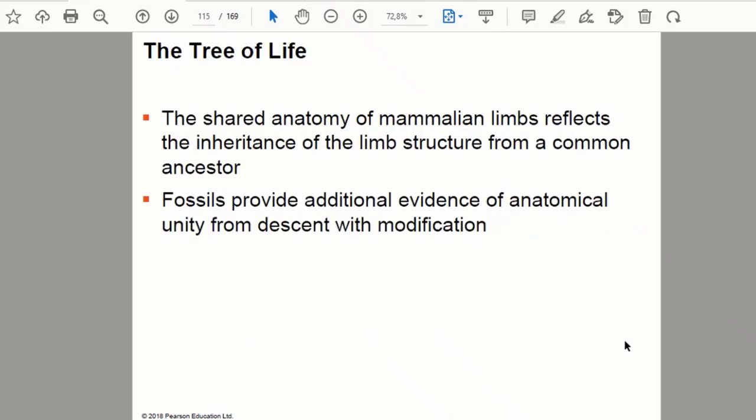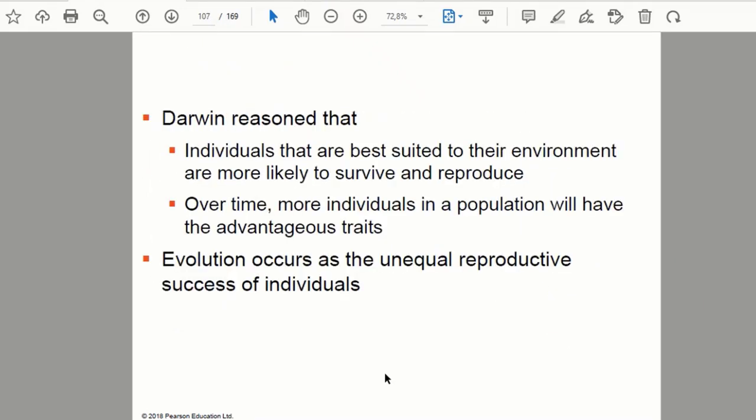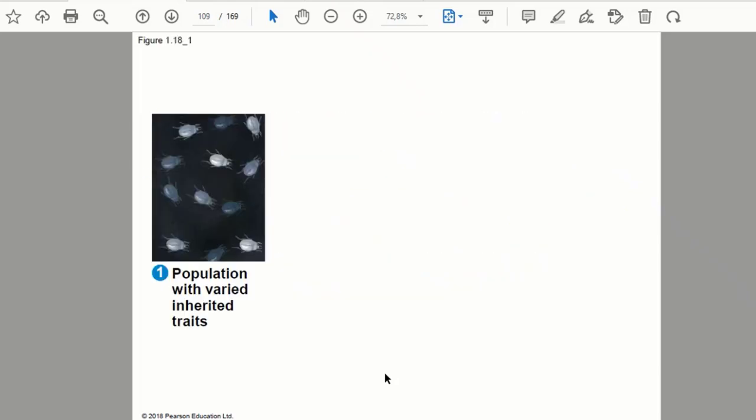Then the tree of life. As we continue to the tree of life, Darwin explained two concepts, if you can still remember: that the individuals best suited for the environment are more likely to survive and reproduce, and that over time individuals in a population will have advantageous traits.